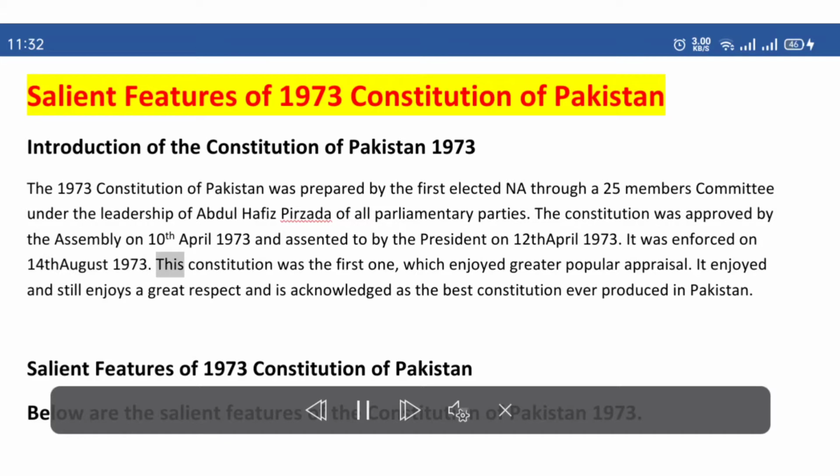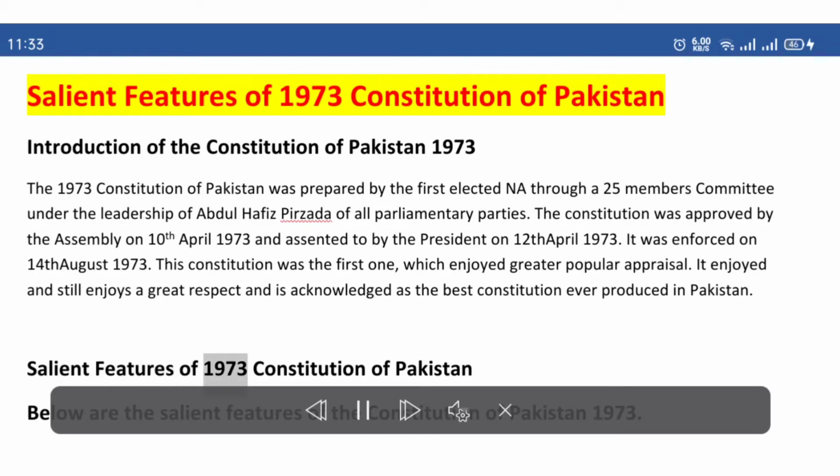This constitution was the first one which enjoyed greater popular approval. It enjoyed and still enjoys great respect and is acknowledged as the best constitution ever produced in Pakistan.